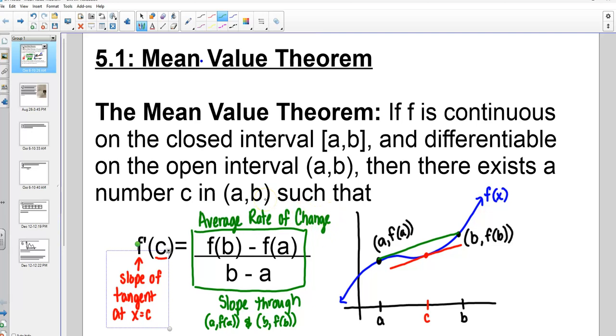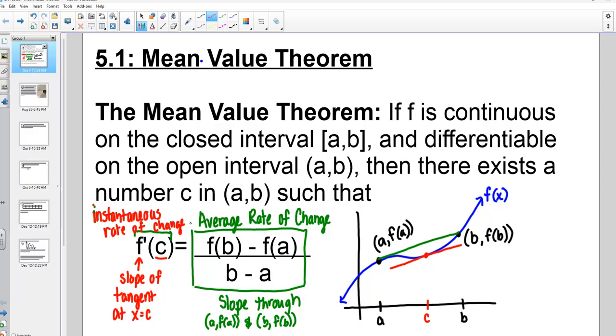And that word mean is also another word for average, right? And then this f prime of c, what do we call it? A derivative at a point. It's our instantaneous rate of change.